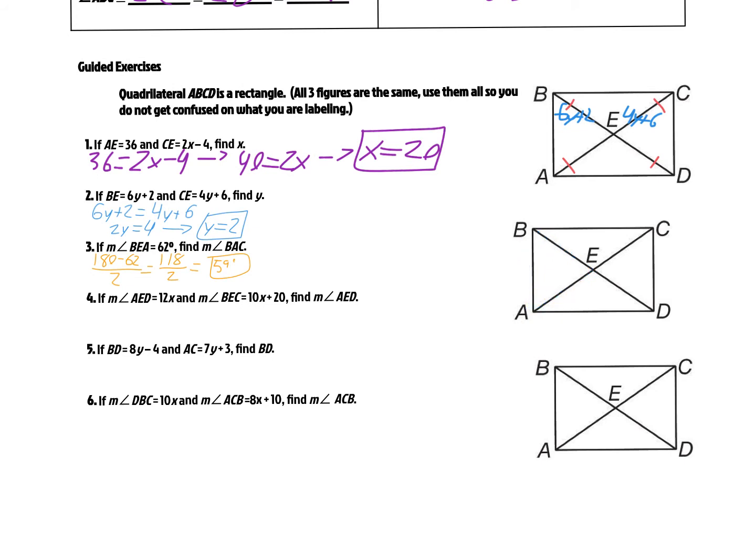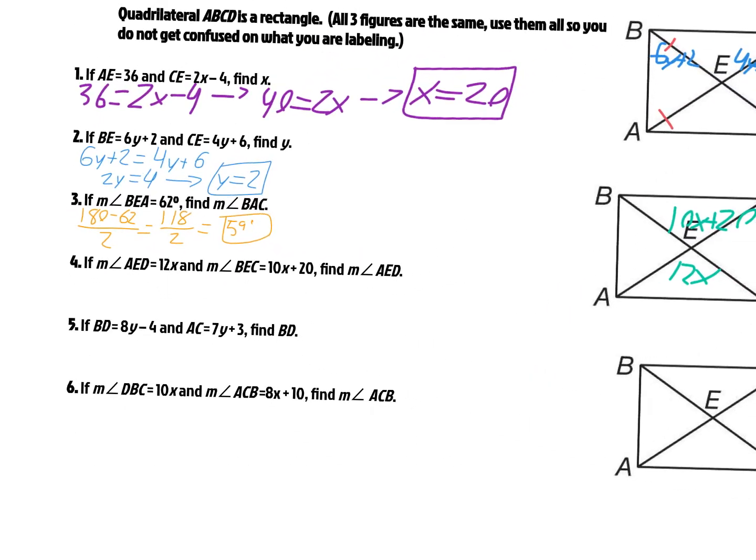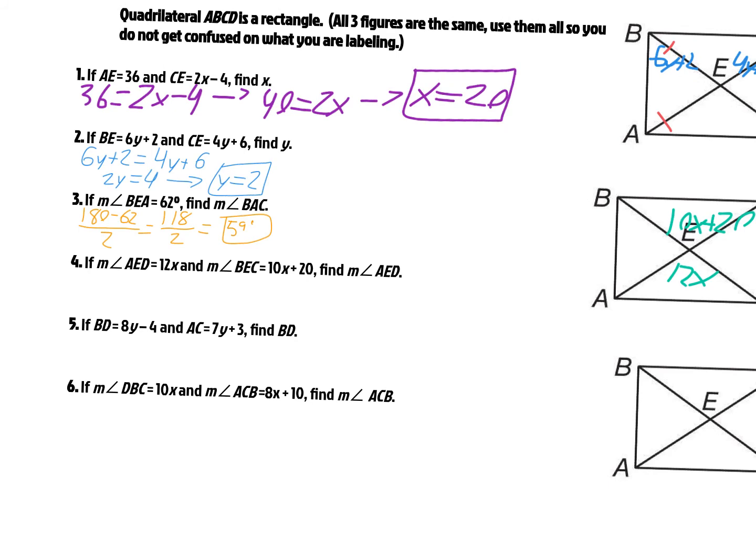Now we want a situation where AED is 12x and BEC is 10x plus 20. So 12x and then 10x plus 20. We can set them equal to each other because of vertical angles. They're both on opposite sides of this vertex, which makes them vertical angles. If you recall, that's a topic from late September, early October.